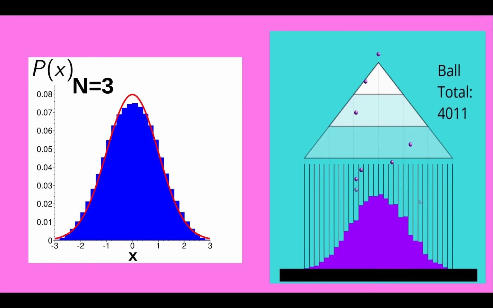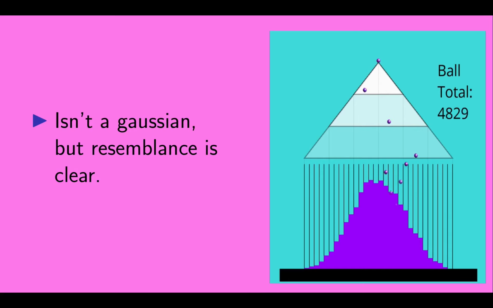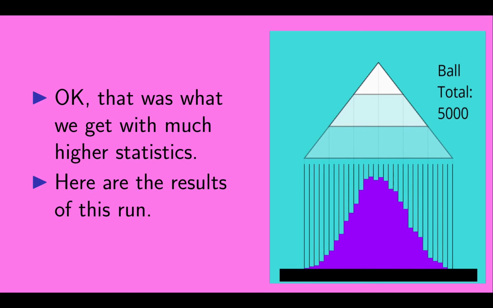Here we've plotted the average case with an actual Gaussian curve superimposed. Discrepancies are clearly visible, but again, this is only after 3 steps. It's not a Gaussian, but the resemblance is clear. Okay, that was what we get with very large statistics. Here are the results of this run of 5,000 balls.